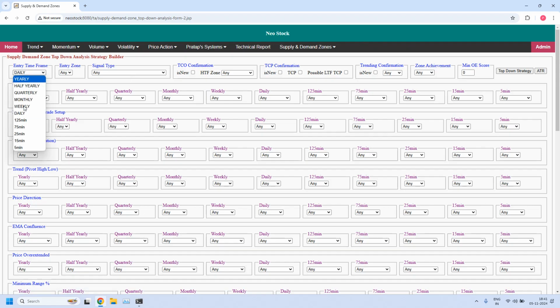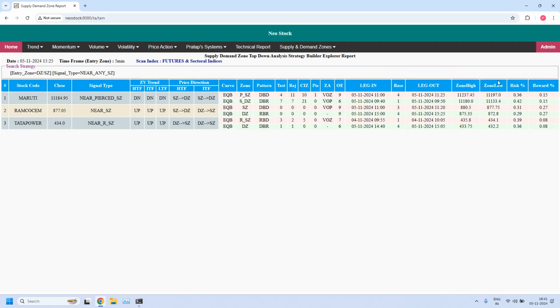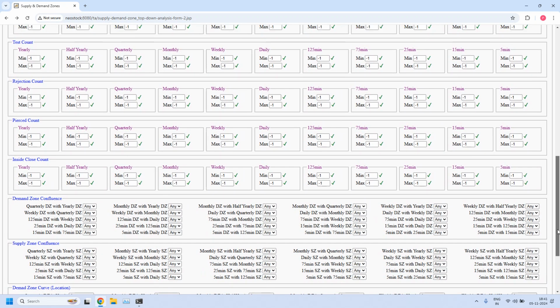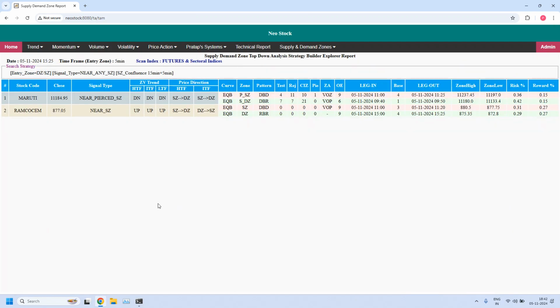Okay, next for 5 minutes time frame, let's find the stocks near 5 minutes supply zone. We got 3 stocks. In these 3, first one is already pierced. For the remaining 2, let's verify whether there is any ITF confluence, 5 minutes supply zone with 15 minutes supply zone confluence. Enable the filter. We got both these stocks, but the first one is already pierced, you can ignore. The second one is having confluence. So these are the stocks near demand and supply zones.